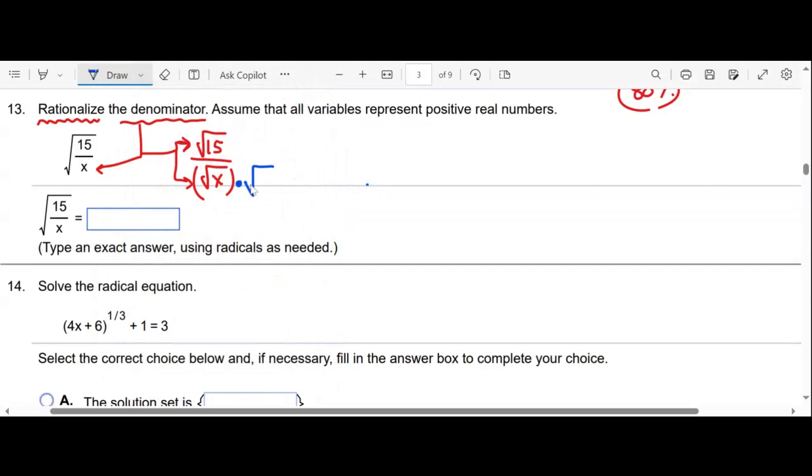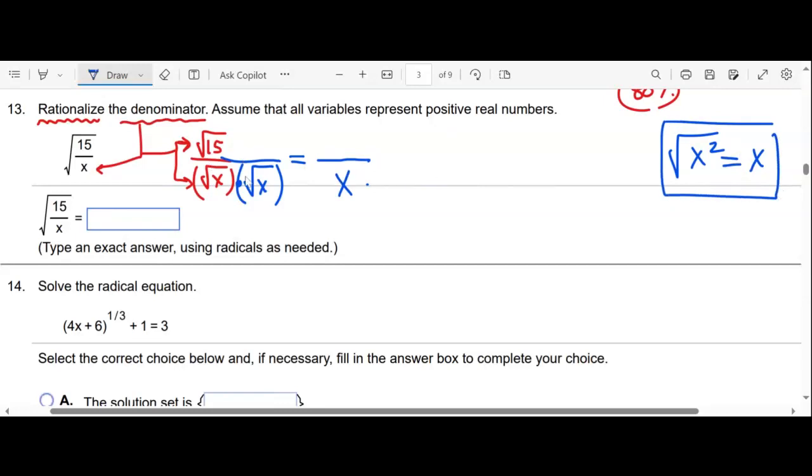Multiply this times what? Square root of x. Because if you multiply times square root of x, what does it give you? This times this. What's the square root of x squared? x. So what's the answer here? x. Is this clear? What about the top? If you multiply in the bottom, you have to multiply the top. Exactly. So what would be the answer? Is it going to be 15 square root of x like this, or like this? The second one, right? Yeah, exactly.